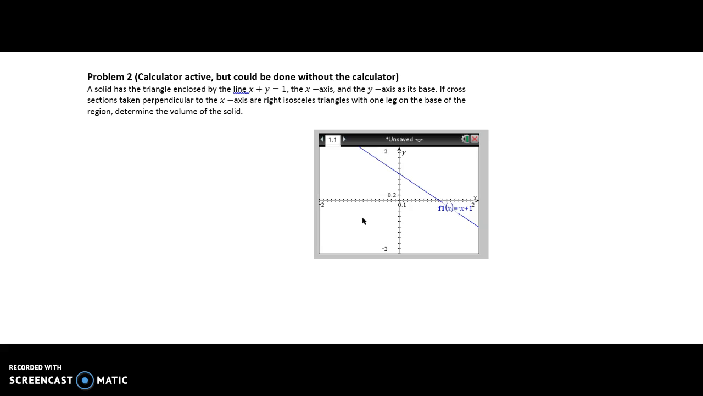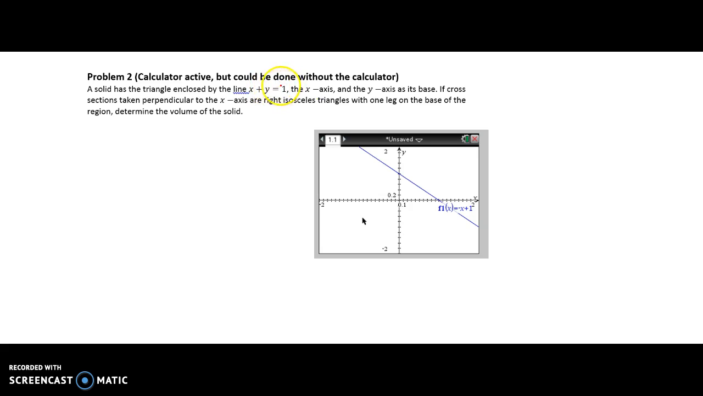I'd really appreciate that. So as I mentioned at the end of the last video, I'm going to walk you through an example now with triangles. If you read with me up here, we're told that a solid has the triangle enclosed by the line x plus y equals 1, the x-axis and the y-axis as its base. If cross-sections taken perpendicular to the x-axis are right isosceles triangles with one leg on the base of the region, determine the volume of the solid.